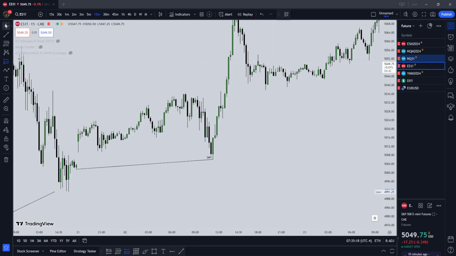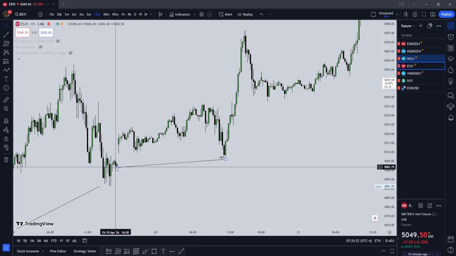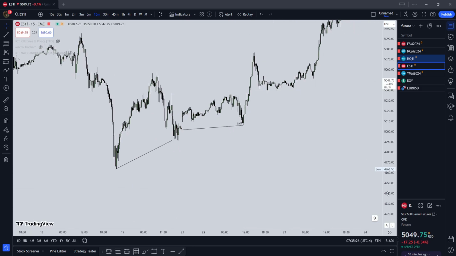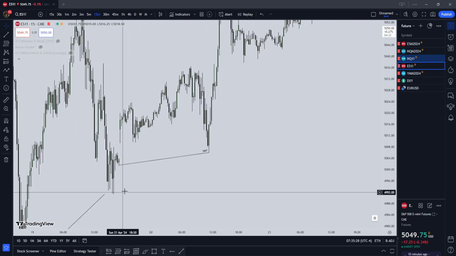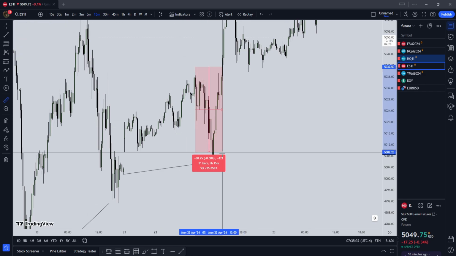But what could we have done here? Maybe on the 15-minute chart. So we know we had SMT here. We have higher time frame SMT. We have a reason to go up. We have this lower time frame SMT as well. What time is it? It's 11:15. It's New York time, right?